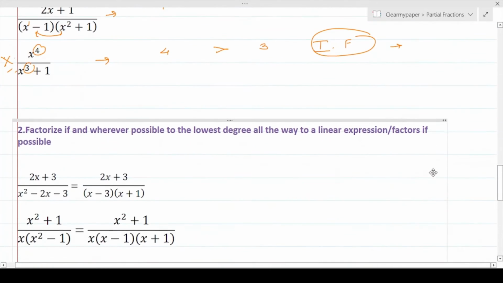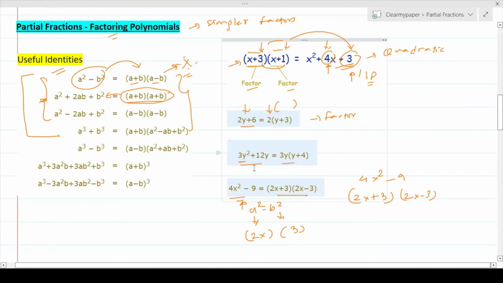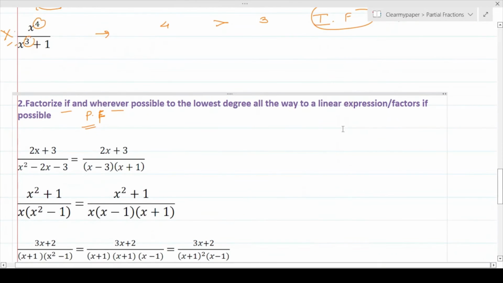The next step: we just saw what factoring polynomials means. Now we need to take each proper fraction and check if the polynomial, specifically in the denominator, can be factorized. Is it possible? Sometimes it's possible, sometimes it's not. Wherever it's possible, we need to break it down to the lowest level, like we discussed in this example, either using these useful identities or some of the straightforward methods. Just factorize the given polynomial into simpler terms as much as possible.